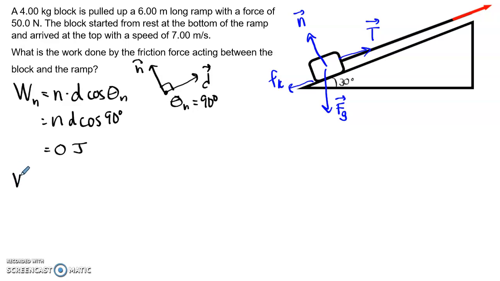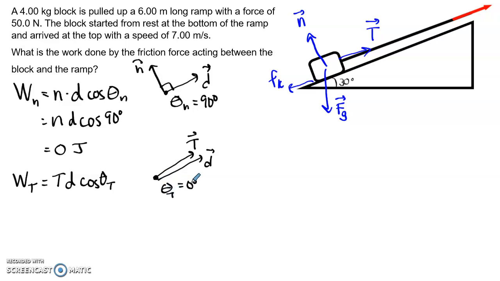Second force that I want to consider is the tension. Tension, again, is fairly simple. We have the tension, which is already given in the question. We know it will be 50 newtons times the displacement, which is given as well. And we need to find the angle between the two. Now we know that the displacement is up the incline, but we also know that the tension is up the incline as well. So the angle that we have between the two is actually 0 degrees.